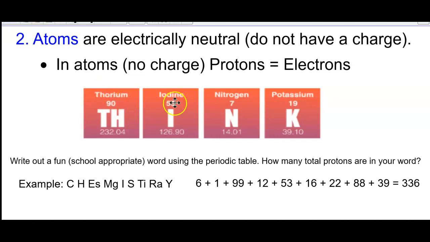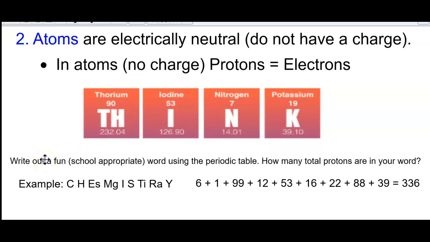Here's a word spelled out using elemental blocks from the periodic table. This is your atomic number right here. The whole number is your atomic number. This number is called the average atomic mass. I said average atomic mass, not mass number. This is your average atomic mass. We'll talk about mass number, which is not these numbers, but close to them, later on in this presentation.